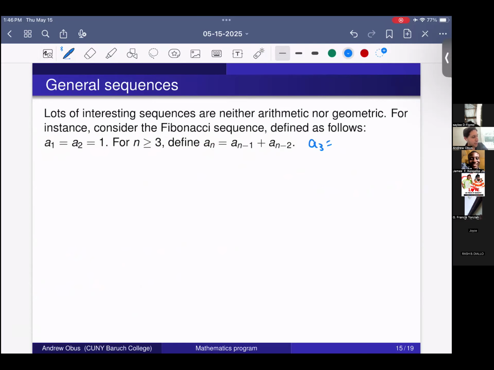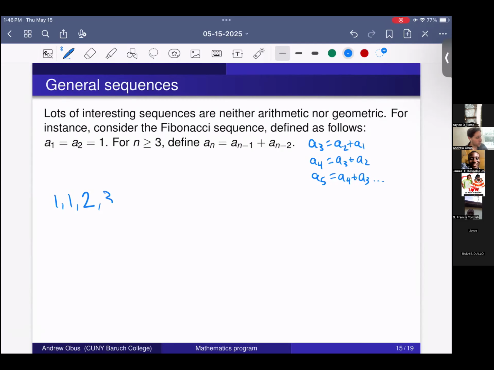So this says that A3 is equal to A2 plus A1. And then A4 is equal to A3 plus A2. And then A5 is equal to A4 plus A3, and so on. So this is called the Fibonacci sequence. And if you write it down, what do you get? You get 1 and 1 are the first 2. And then each entry is the sum of the preceding 2. So the next entry is 2, because that's 1 plus 1.